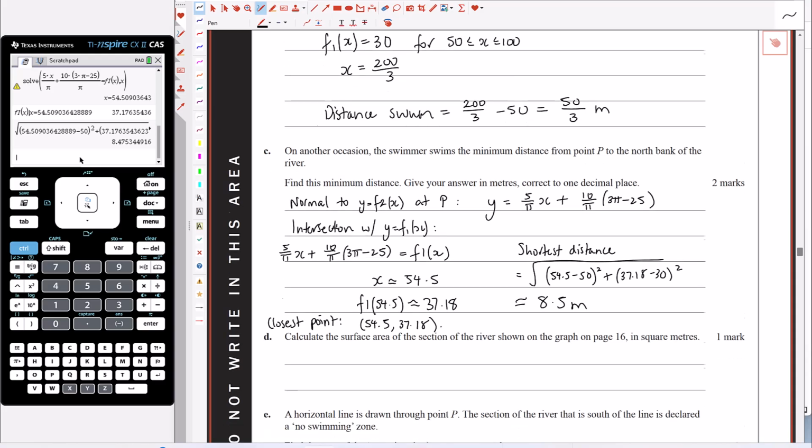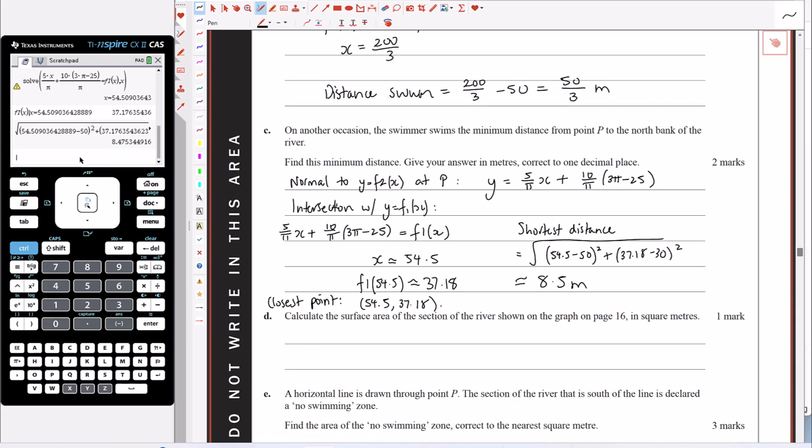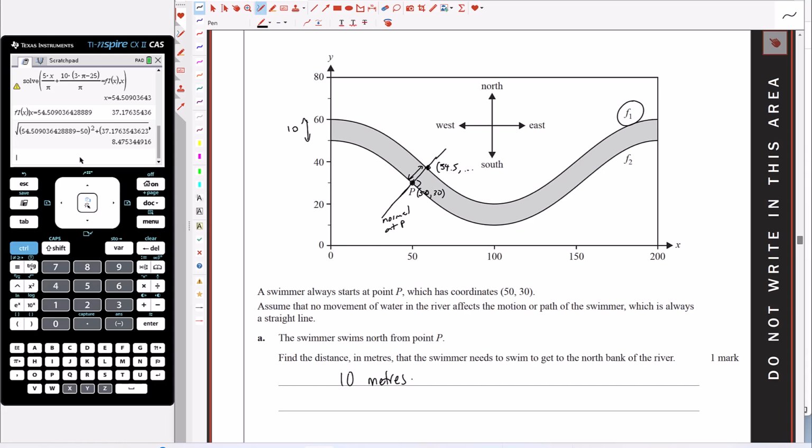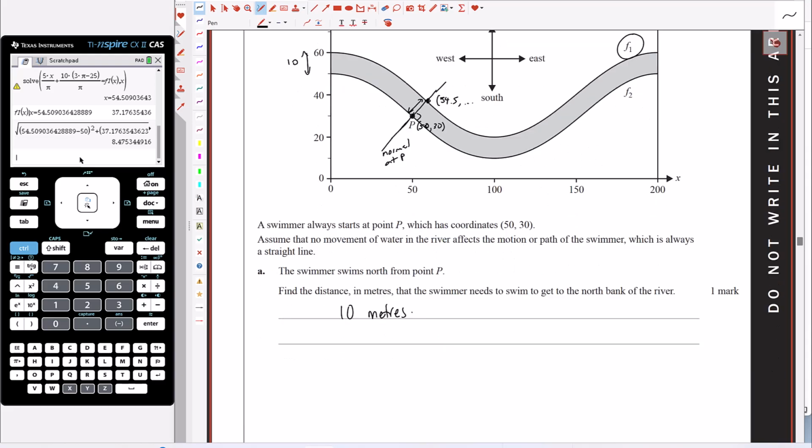Okay, calculate the surface area of the section of river shown on the graph on page 16 in square meters. Okay, so we just want that area, so it's just going to be the integral of f1 minus f2 from 0 to 200.